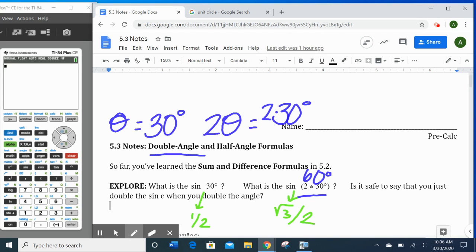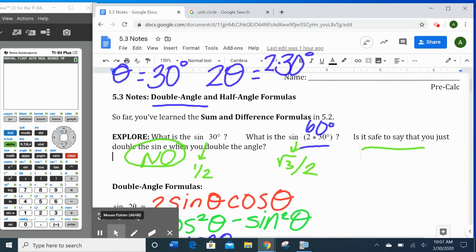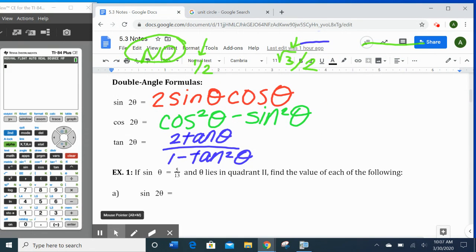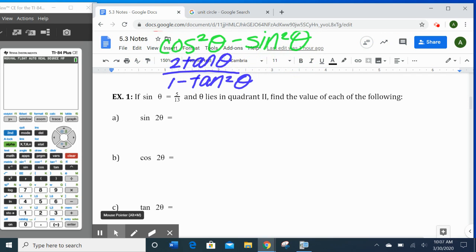So when they say, is it safe to say that you just double the sine when you double the angle? No, it's not just double. There's more to the formula. And so what I have here, if you want to pause the video and write those down on a separate piece of paper, that way you don't have to keep going back in this video. I'm not going to necessarily scroll back up either because I have them written off to the side. So we use these formulas to solve problems like number 1.